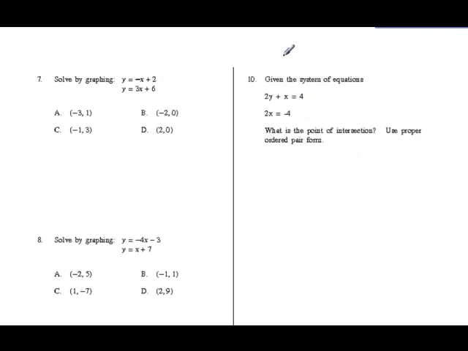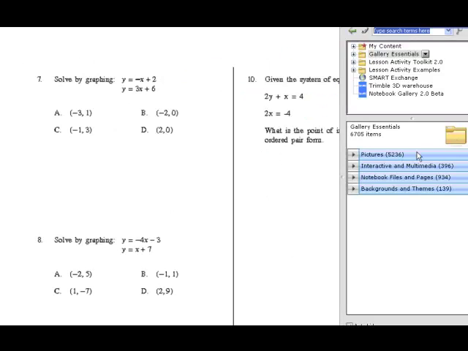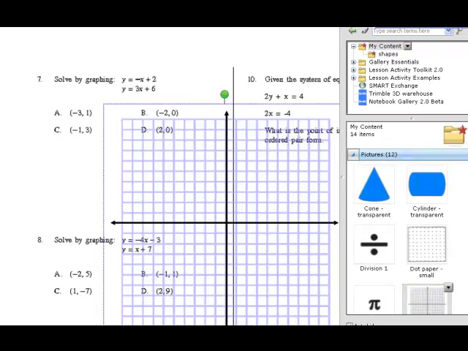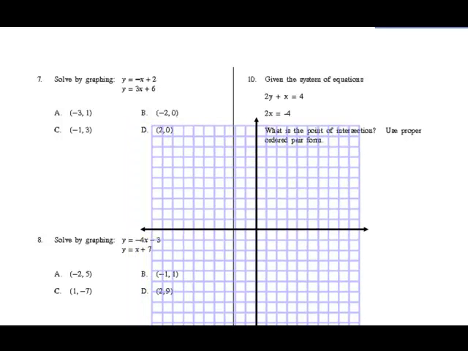All right, solve by graphing. Okay, well, that's easy enough. They're already in slope-intercept form, correct? Yep. All right, here we go. Okay, y-intercept is 2. My slope is negative 1, so up 1 and to the left 1, up 1 and to the left 1, up 1 and to the left 1.